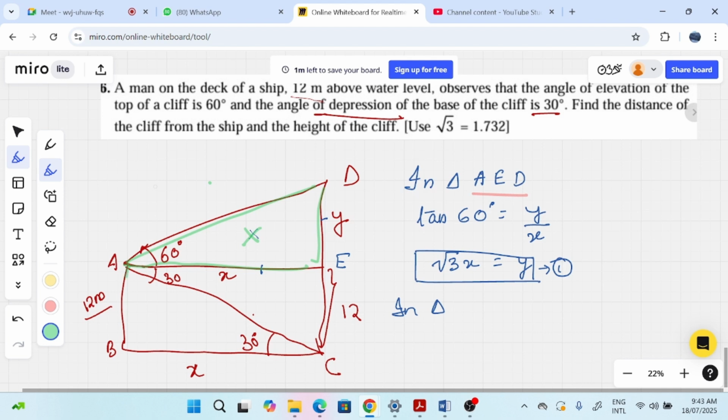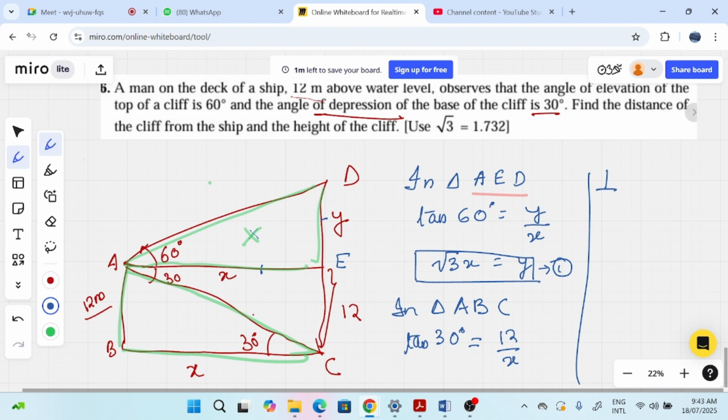So now we will concentrate on triangle ABC. In triangle ABC, it is 30 degrees. So we can again take tan 30. Tan 30 equal to 12 by x. How much is tan 30? 1 by root 3 equal to 12 by x. Ma'am, I took triangle AEC. You did triangle AEC?